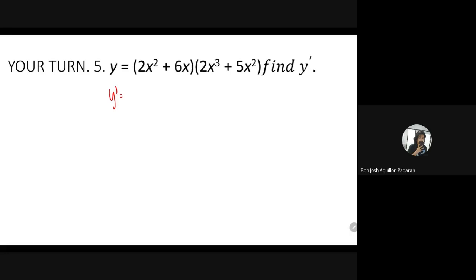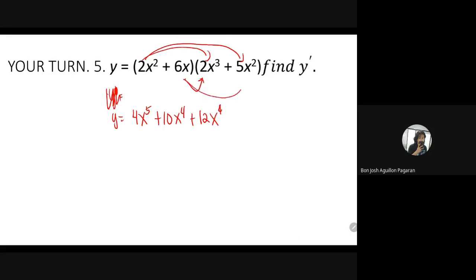So, ang ginawa nila, y pala to, di pa y prime. Careful with the symbol ha. Y pa lang muna. So, you distribute this. That's 4x to the fifth power. This is plus 10x to the fourth power. This is plus 12x to the fourth power. And then this will be plus 30x cubed.